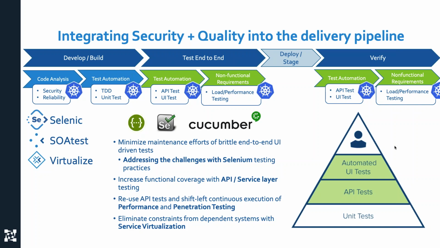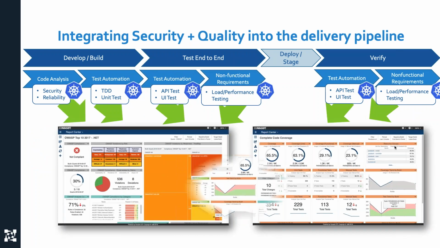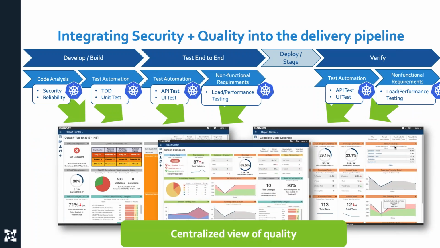Now, all of these techniques are giving me a lot of quality information. They're giving me a lot of data that I now need to somehow parse so that I can make some decisions about my application. And this is where we want to start aggregating this data into a centralized view of quality. And this is where our reporting and analytics dashboard comes in.